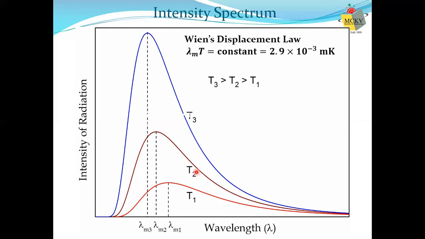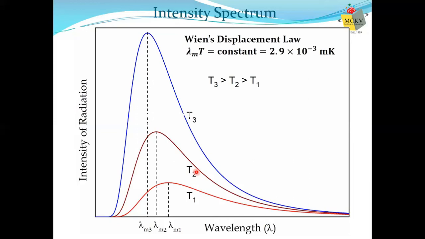When observed experimentally for different types of black bodies kept at different temperatures, in all cases it was experimentally verified that the peak is always displaced towards the lower wavelength side when temperature is increased. So lambda m, the wavelength corresponding to the maximum intensity, is always inversely proportional to the temperature.